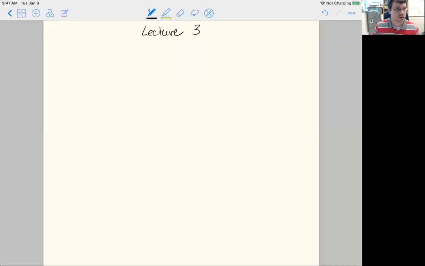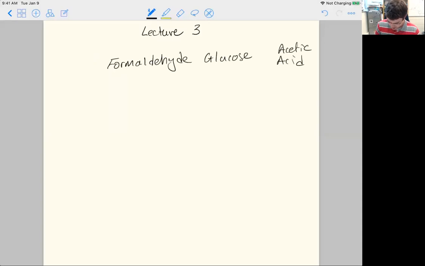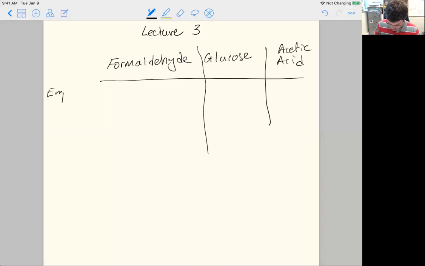So let me get my notes up in front of us. Okay, so we were looking last time at the molecule formaldehyde. Actually, I'm going to give myself a little bit more space. Sorry about that. Last time we looked at formaldehyde and glucose, and I also want to look at acetic acid. I like these examples because they allow us to further illustrate the shortcoming of the empirical formula.